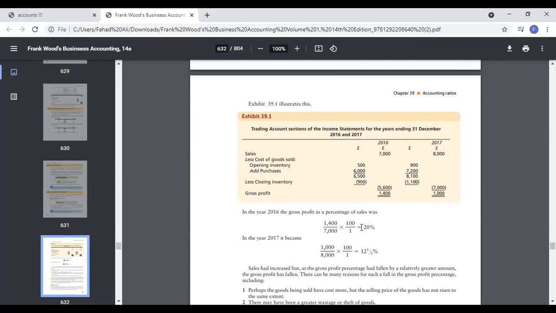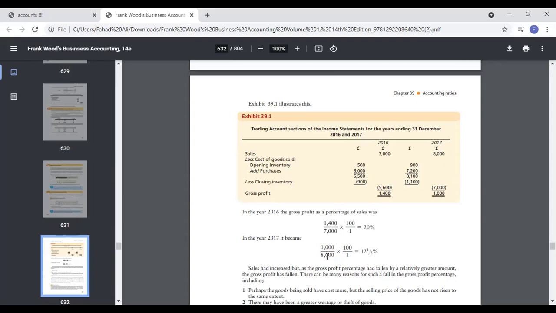Now you observe this thing, your opening inventory is increasing from 500 to 900. Your purchases are also increasing from 6,000 to 7,200. So overall your total is 8,100. Your closing inventory is also increasing, but only by 200. So you get a total of 7,000 as cost of sales, 8,000 minus 7,000 will give you 1,000 as gross profit.